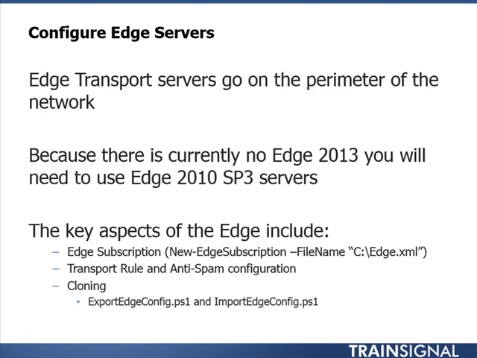So we have the export edge config.ps1 and the import edge config.ps1. Basically, you use the first one to clone the configuration of the Edge transport server, and you use the import one to import the cloned configuration that you create using the first script. So those are the main points to keep in mind when it comes to configuring your Edge transport servers.